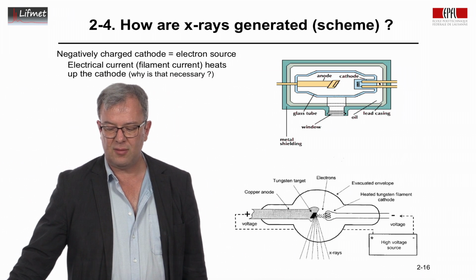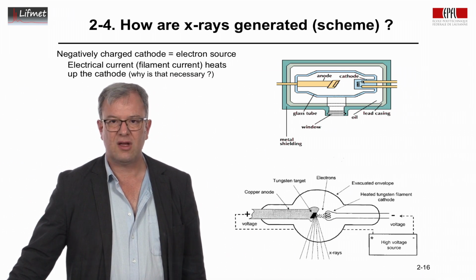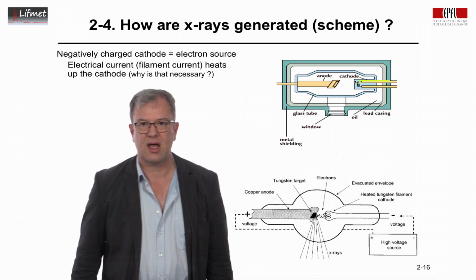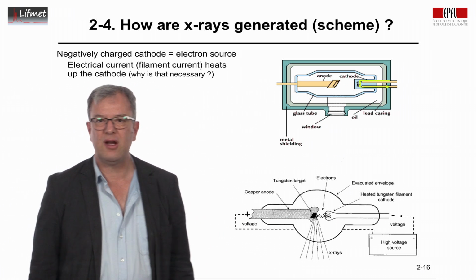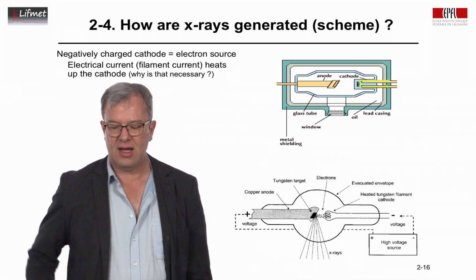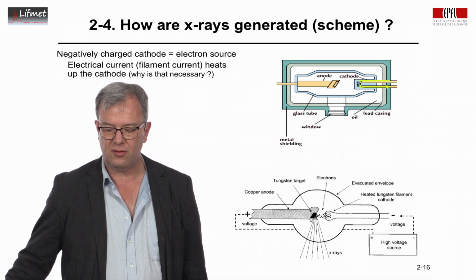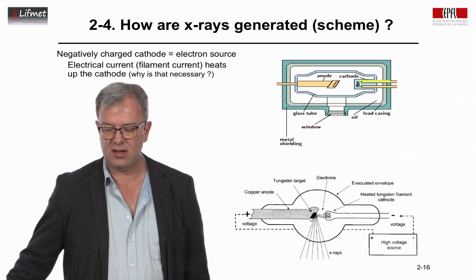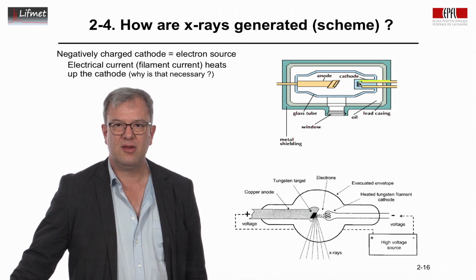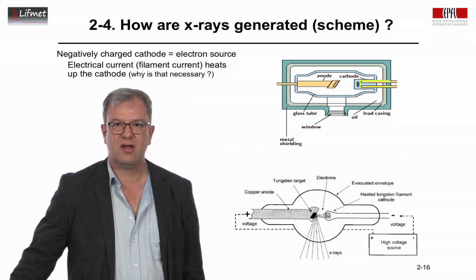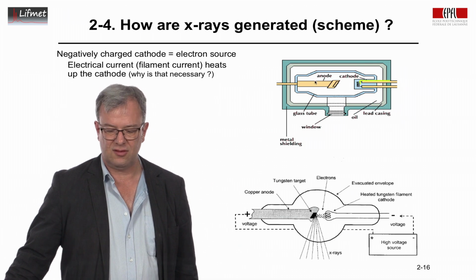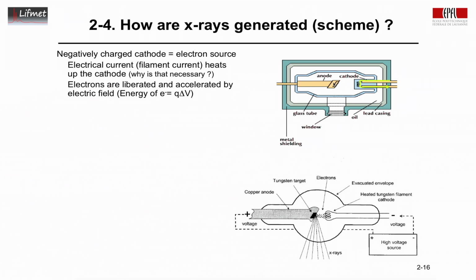We have a filament here, and we use an electrical current that runs through the filament here in green that is heating up the cathode. So why is this necessary? Why do we need a current here? Well, think about it. What we want to do is produce X-rays, and the production is done, as we will see shortly, by the release of electrons from the cathode. If we heat up the cathode, we increase the kinetic energy of the electrons, and therefore the probability that an electron is released. Then what happens between the cathode and anode?